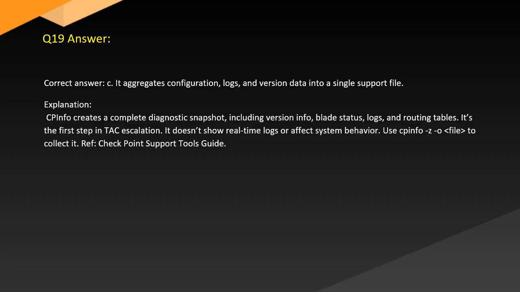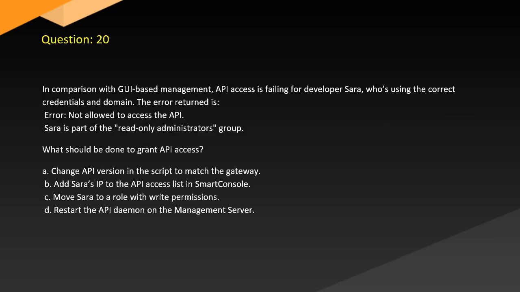Answer. Correct answer: C. It aggregates configuration, logs, and version data into a single support file. Explanation: cpinfo creates a complete diagnostic snapshot including version info, blade status, logs, and routing tables. It's the first step in TAC escalation. It doesn't show real-time logs or affect system behavior. Use cpinfo -o to collect it. Ref. Check Point Support Tools Guide.